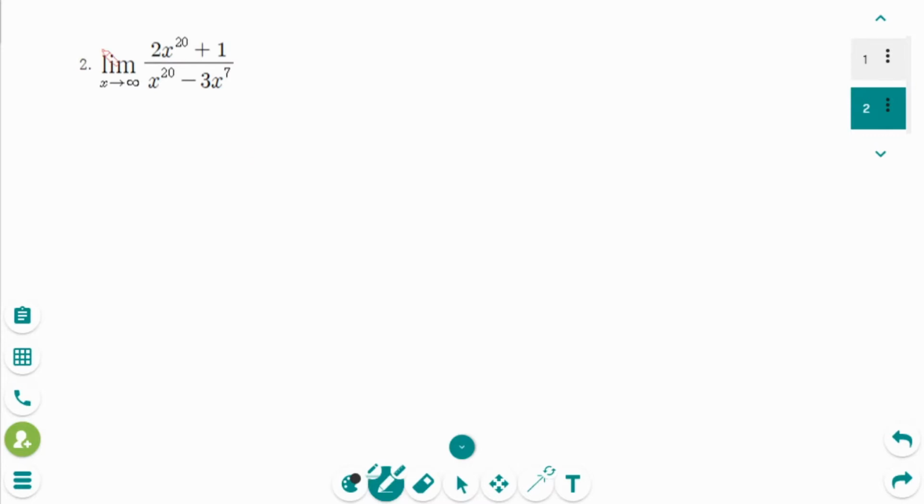The next question is like this. When you put infinity into x, this form is infinity over infinity form. Do you remember this form, the previous video? We need to divide using the highest power of x in the denominator, which is x to the power of 20. So times 1 over x to the power of 20 like this. And then expand the first one like this.